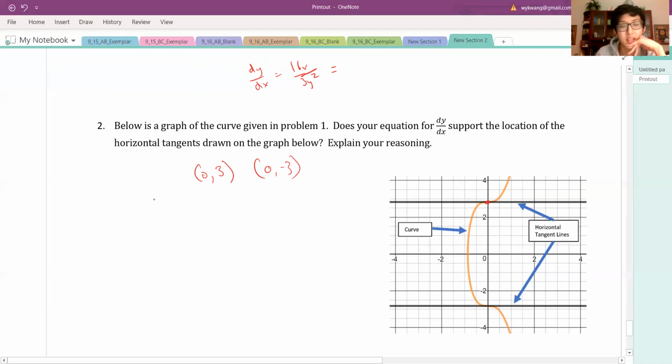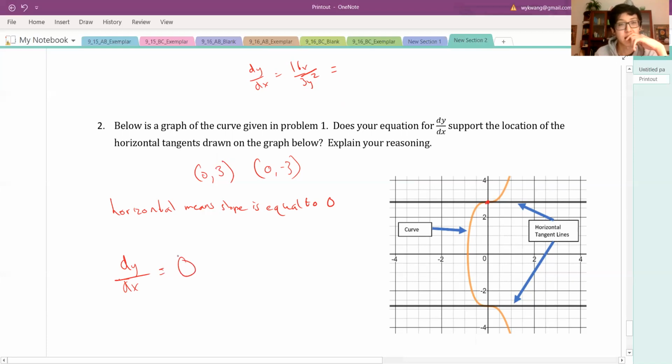Well, what does a horizontal tangent mean? Horizontal means the slope is equal to 0, right? And dy dx is just a derivative, which we calculated here. And we know derivatives are just slopes, they're just rates of change. That's what a derivative tells us. So basically our dy dx has to be equal to 0.